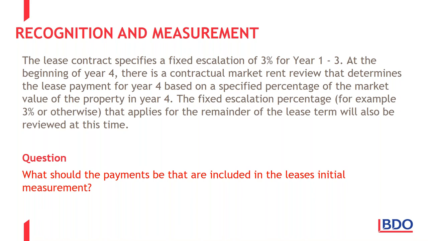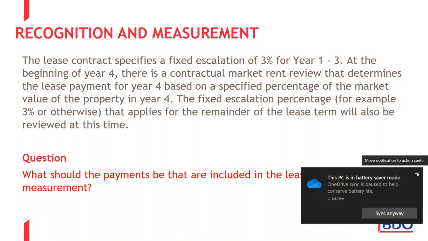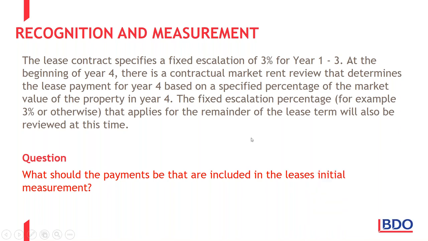We could have that the lease contract specifies a fixed escalation of 3% for years one to three, similar to our previous example. And at the beginning of year four, there is a contractual market rent review that determines the lease payment for year four based on a specified percentage of the market rent in year four. The fixed escalation percentage, for example, 3% or otherwise, that applies for the remainder of the lease term will also be reviewed at this time. Now, the question is, what should the payments be that are included in the lease's initial measurement?